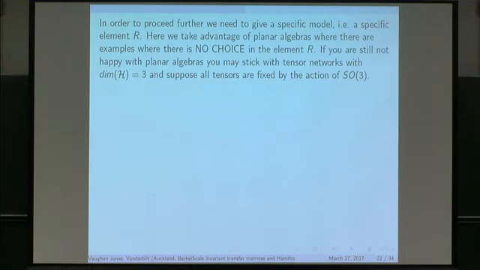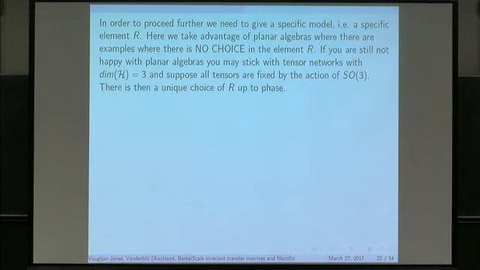If there's some planar algebras, and if you're not happy with planar algebras and you want to stick with tensor networks, then that's fine. Choose dimension of H equals 3 and simply suppose all the tensors are fixed by the action of SO3. It's a fact we all know from representation theory that if you take the three-dimensional representation of SO3, tensor it 3 times, then there's a unique SO3 invariant vector. That's the R, and it's unique up to an irrelevant phase.